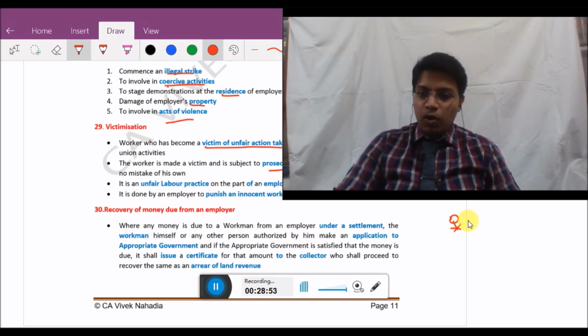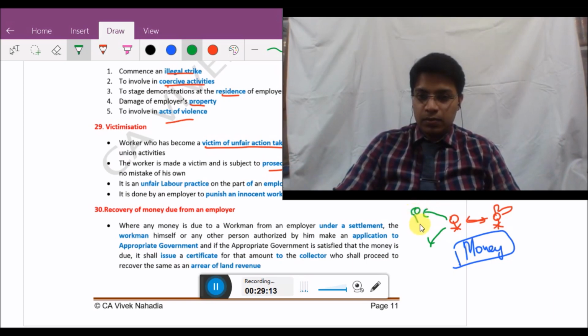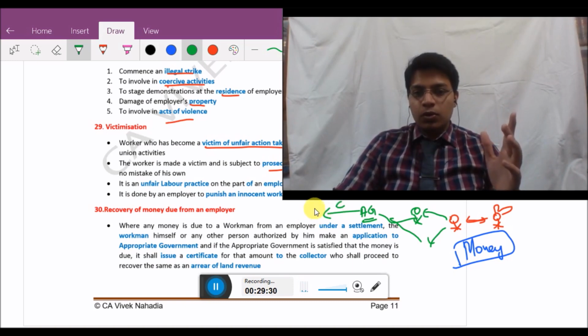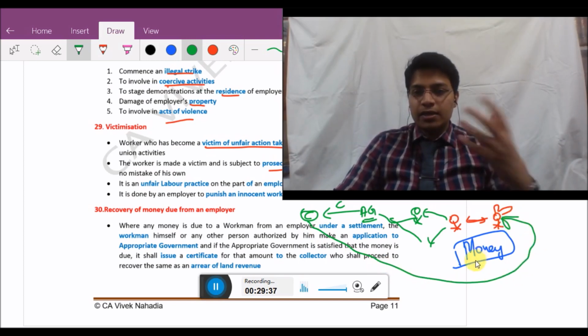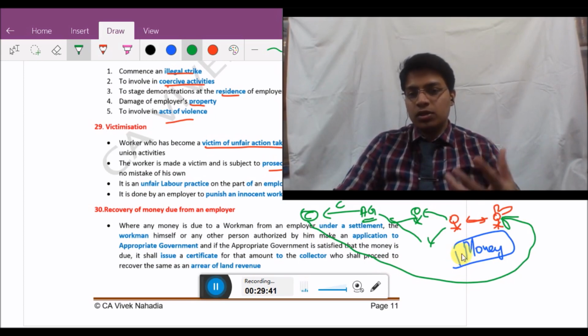There was a settlement between the employee or workman and the employer. As per this settlement, there was some money due to the workman. So what can happen? The workman himself, or somebody else authorized by him, can go to the appropriate government, and if the appropriate government is satisfied, they issue a certificate to the collector, and the collector will proceed against the employer and collect this amount by following the process of arrear of land revenue.